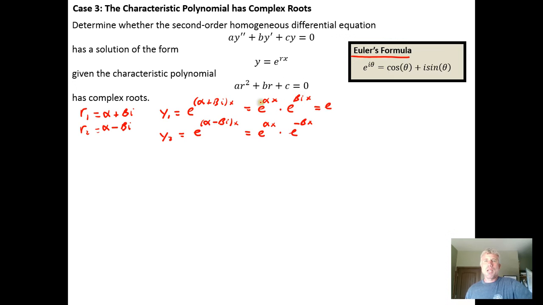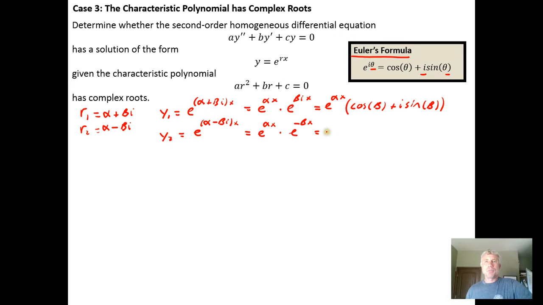So we would still have the e to the alpha x, but this would be times e to the beta i x, which can be rewritten as the cosine of the coefficient on i, which is beta, so cosine beta x, plus then i times the sine of the coefficient on i, which in this case is just beta, so i sine beta x.